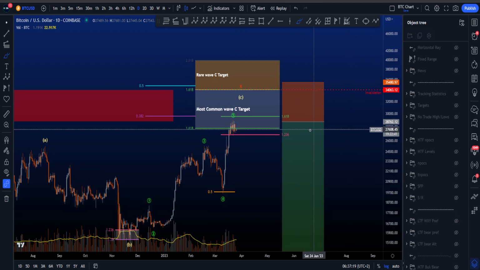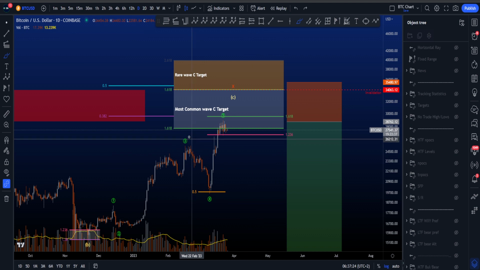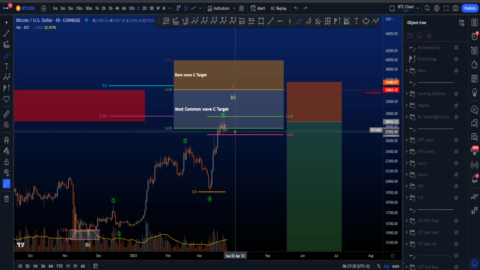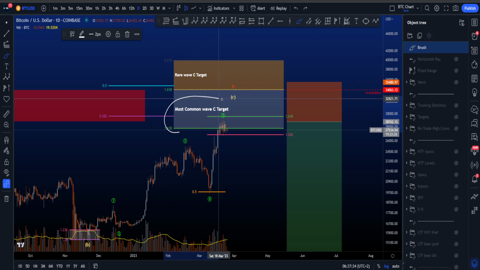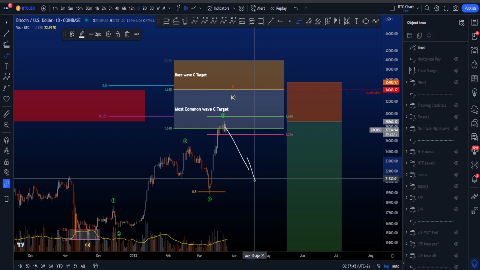Now the wave 5 most common target area is between the 1.236 and the 1.618 taken from the high of 3 to the low of 4. We're currently ranging inside this area for a couple of days already. And also important, we did so while also touching the most common wave C target, which is this white box between 27.7k and basically 34k. However, is this then it and can we move to the downside?